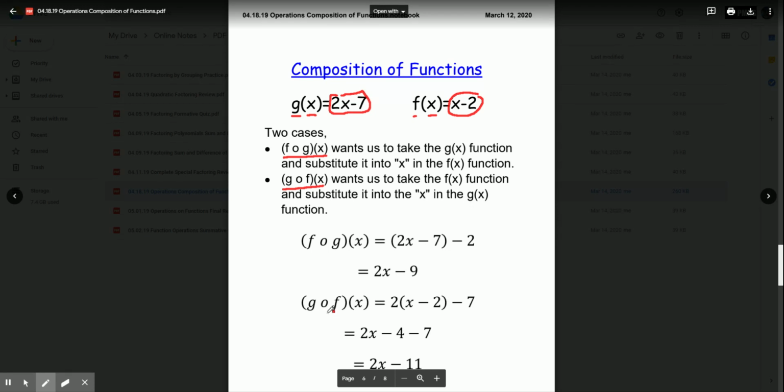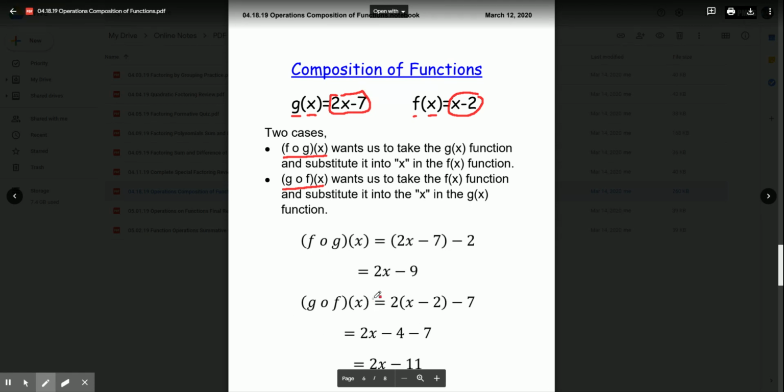G of f of x, same thing. This time we're taking the f function, substituting into the g function. So we have x minus 2 replacing the x in the g of x function. So here, instead of seeing 2x minus 7, we see 2 times x minus 2, the f function, then minus 7. And then once you have that, you simplify. So we distribute first. 2 times x is 2x. 2 times negative 2 is negative 4. Minus 7 gets carried down. And then we have 2x minus 4 minus 7 equals 2x minus 11. And that's what the g of f of x function is.